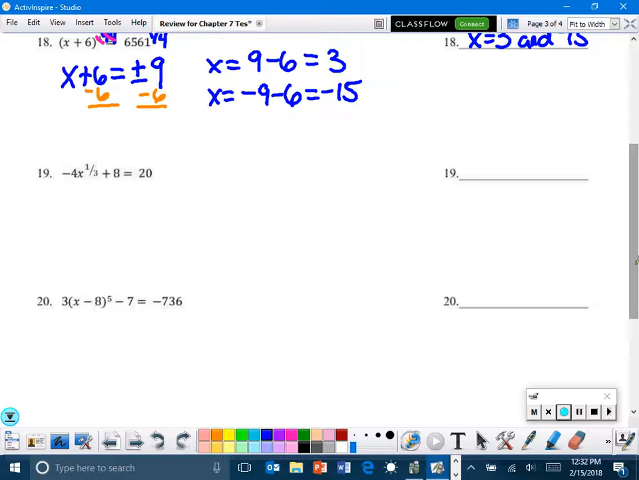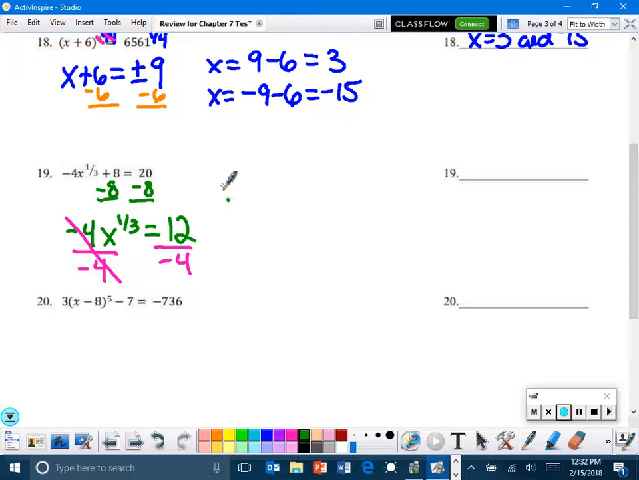All right, let's continue. Number 19. Notice there's no parentheses here. I see three things that we've got to get rid of to get x by itself. So the first thing is to take away 8. Take away 8 is 12. The next thing we need to do is get rid of the negative 4, so we divide by negative 4. We're left with x to the 1/3 equals 12 divided by negative 4, which is negative 3.